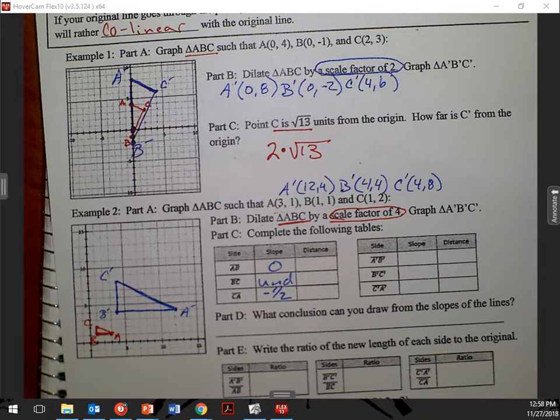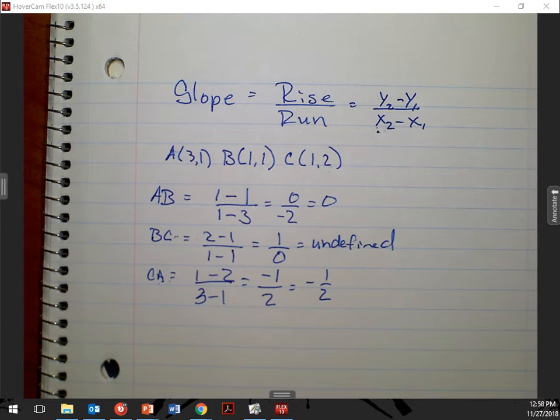You can, but you have to do an equation off of it. We don't need to do all that. All right, so let's do the next one.